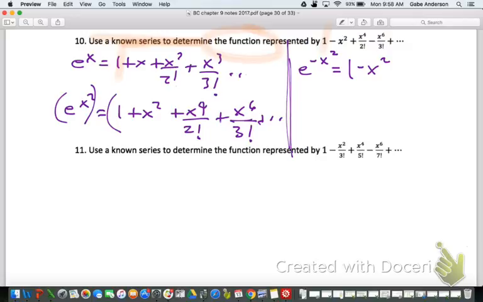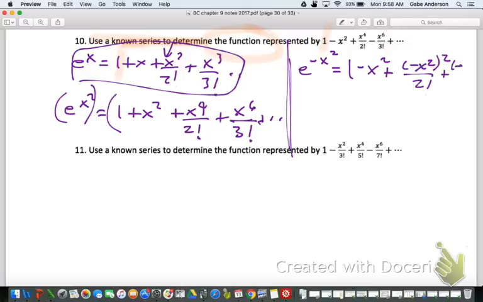Right? And on the next term, I'm going off of this right here. And then in place of this x, I would put negative x squared. So it would be plus negative x squared squared over 2 factorial. And then it would be plus negative x squared cubed over 3 factorial plus dot dot dot. So the idea here would be that whenever you take a negative to an even power, you get a positive. And whenever you take a negative to an odd power, you get a negative.